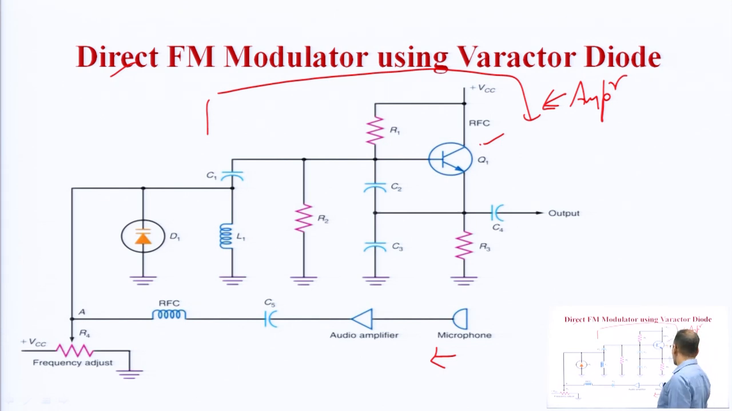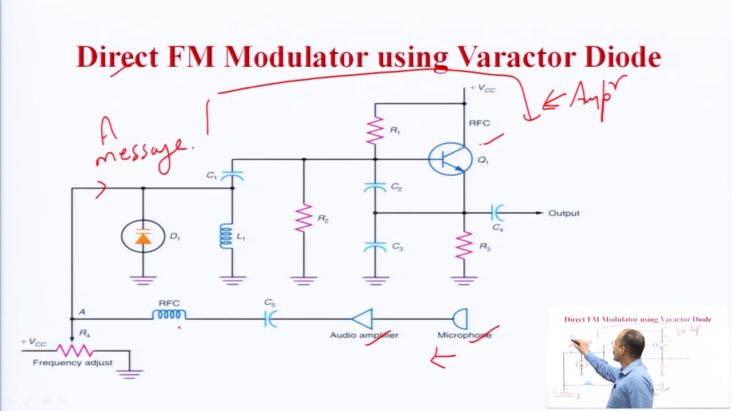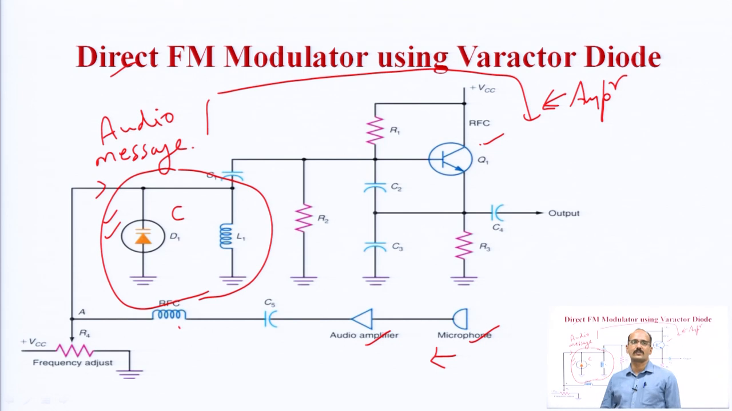You are getting an audio signal from this microphone that is going towards the audio amplifier, and that audio amplifier is giving it to the radio frequency tuning coil, and that coil is providing the audio message signal to this varactor diode which is connected in reverse bias. You can see that the positive part is connected to the ground. So, when this message signal is applied here, the changing voltage results in a change in the capacitance. And due to the change in the capacitance of this varactor diode, the overall capacitance of this tank circuit is changed, and that will give an output of varying frequency.